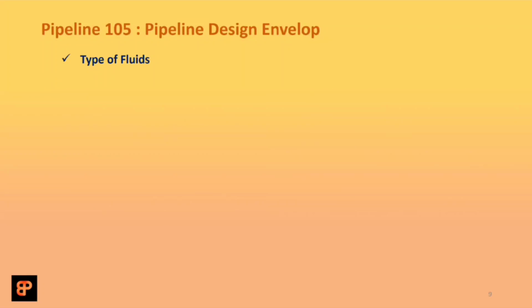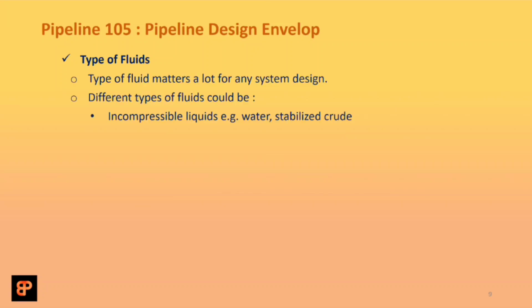Now let's see the types of fluids. As I mentioned, the types of fluids play a very important role in the process system design and hydraulics of the pipeline. So what are the types of fluids we can see? We can imagine incompressible liquids like water or stabilized crude.